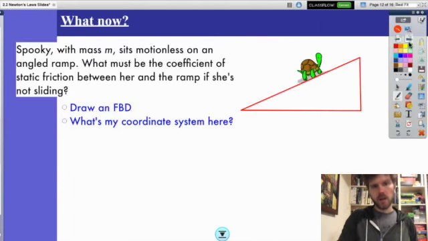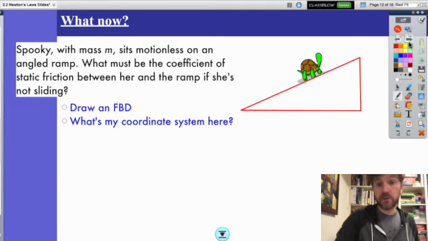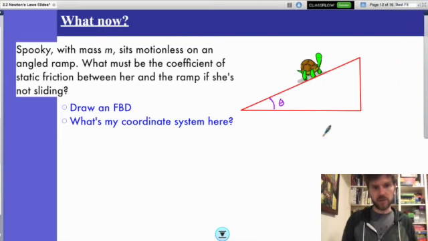All right. The last thing that I want to talk about today is what happens when your coordinate systems are not flat. So here we've got Spooky with mass m sitting motionless on an angled ramp. And I want to ask, what is the coefficient of static friction if Spooky's not moving? If Spooky is just sitting there, being Spooky.